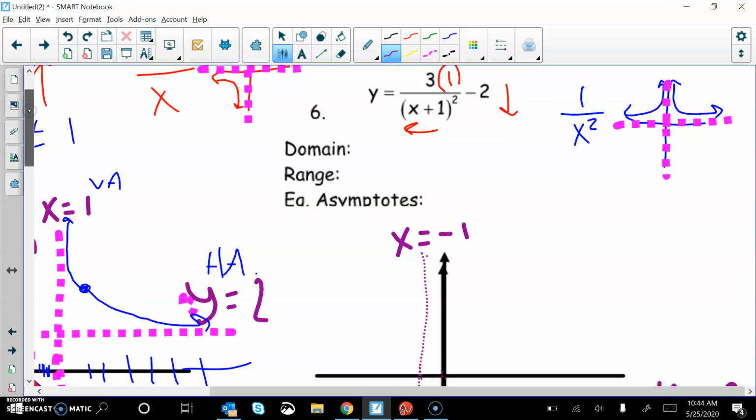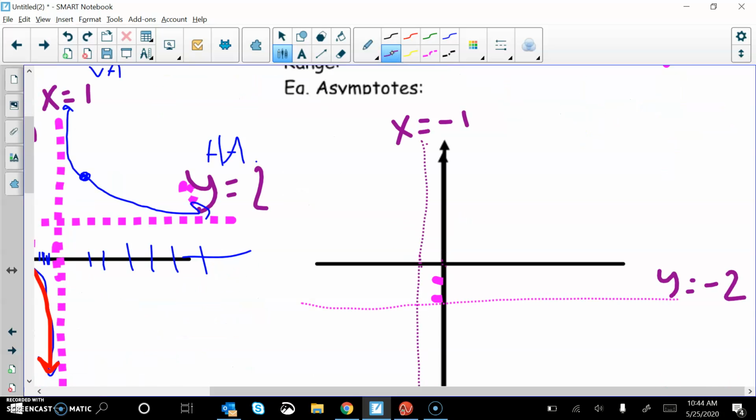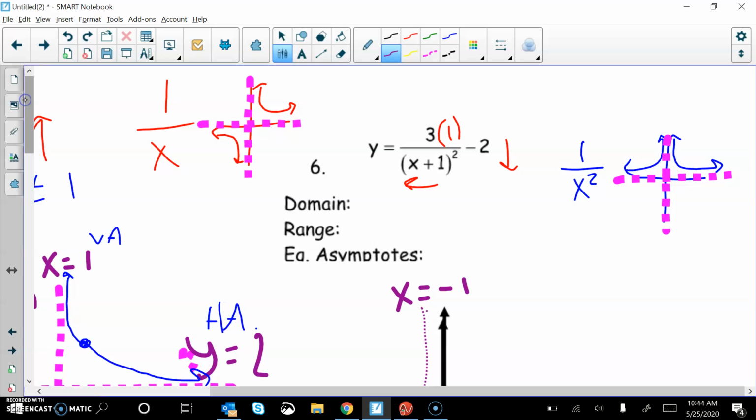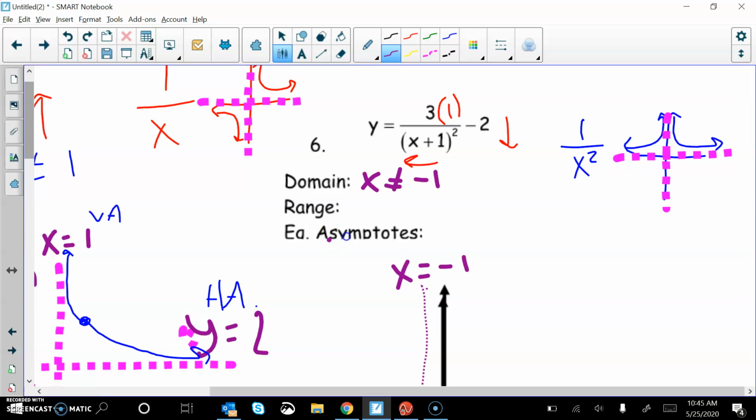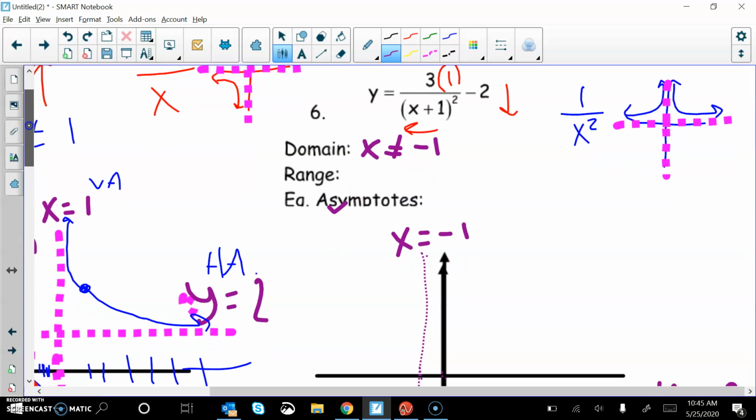Domain and range, we can tell that 2 different ways. Graphically, if we graph it, for the domain you cannot divide by 0. That occurs when x is negative 1. So x cannot be negative 1. So you can plug in anything except negative 1. Let's do some graphing and then we'll come back to the range. Asymptotes are there, so we have those equations. All right, let's see what we got.